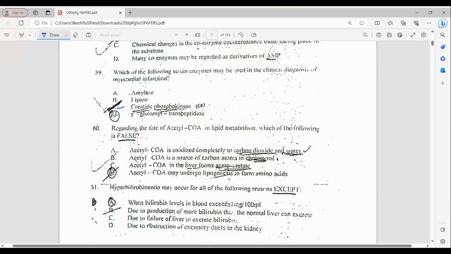Anyway, we can move to the next one, regarding the effect of acetyl-CoA in lipid metabolism. Which one of the following is false? Let me see if I can just send a picture of the lipid metabolism in a gist.